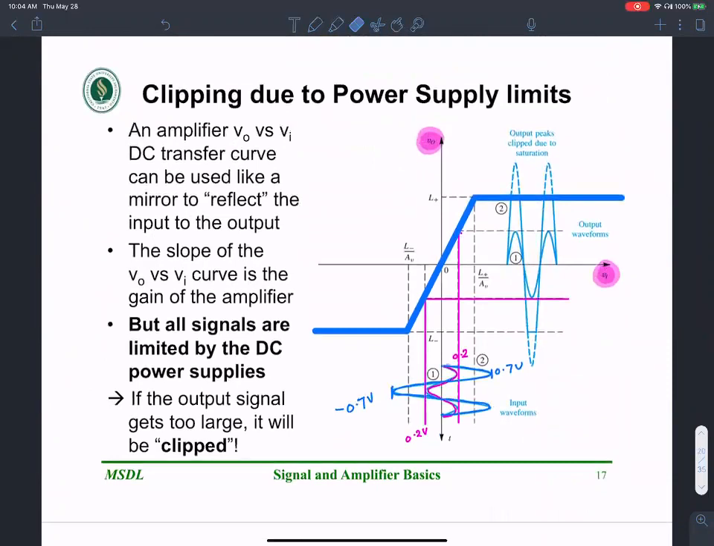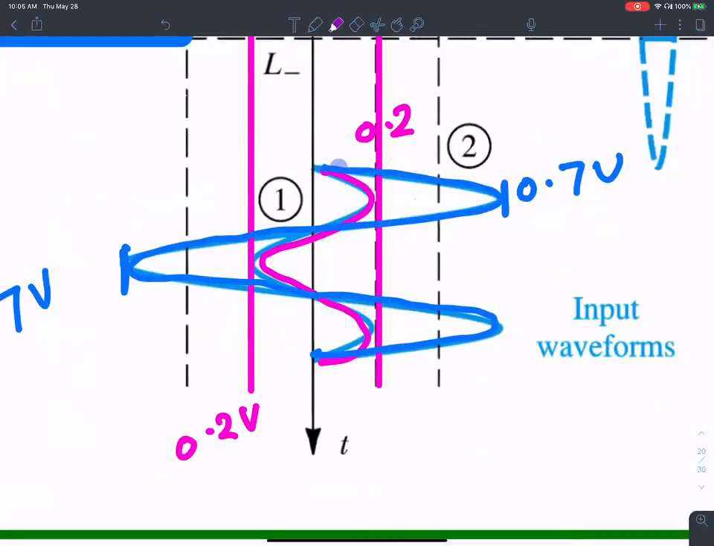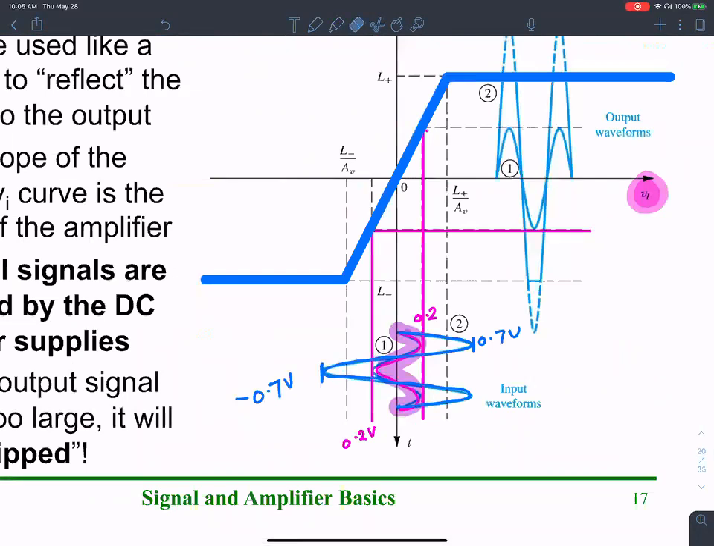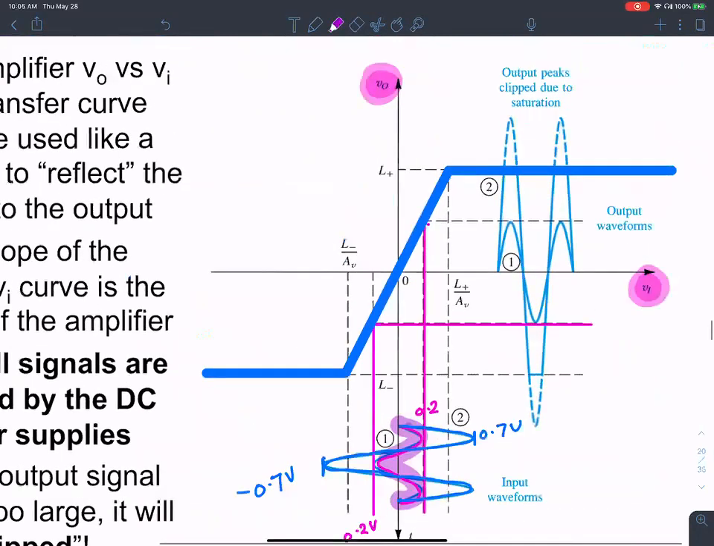I illustrated that with the use of this transfer characteristic, the transfer curve. Along the x-axis is the input, along the y-axis is the output. The blue thick slant line is the gain profile. It has a constant gain, a constant slope. The slope of that line indicates the gain. So a small signal along the input is amplified to be a large signal along the output.